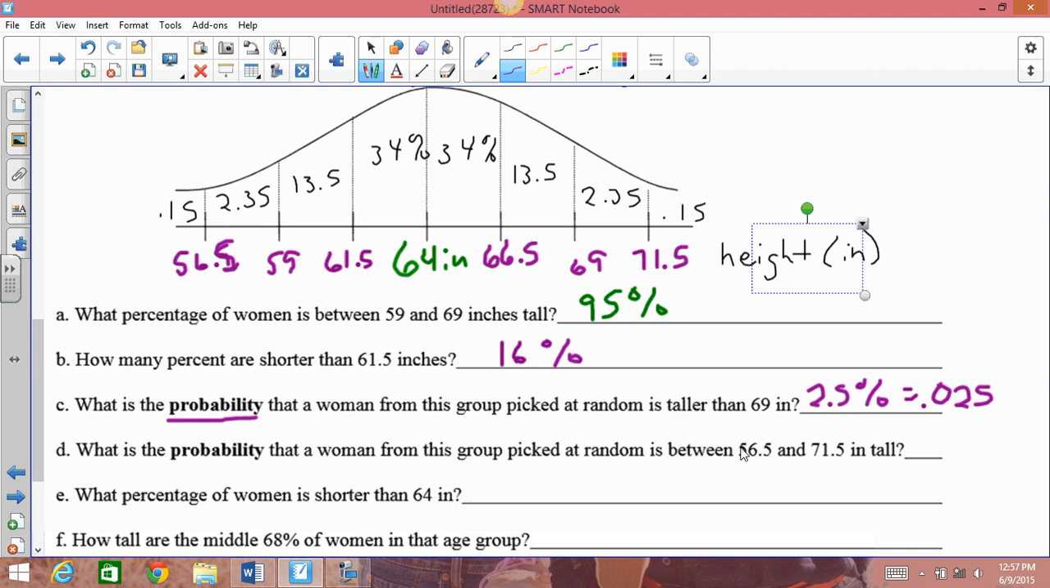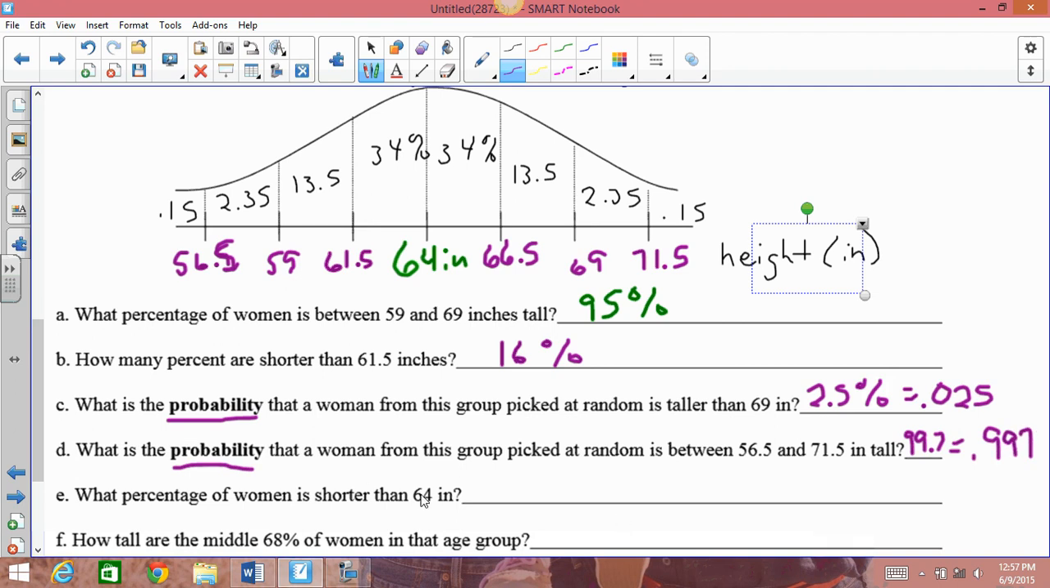Probability that a person's between 56.5 and 71.5, so between here and here. So it's not quite your entire normal curve, it's excluding the little tails out there. So that would be 99.7. Since you want it, though, again, as a probability, we change it to a decimal, so 0.997. That would be my probability.